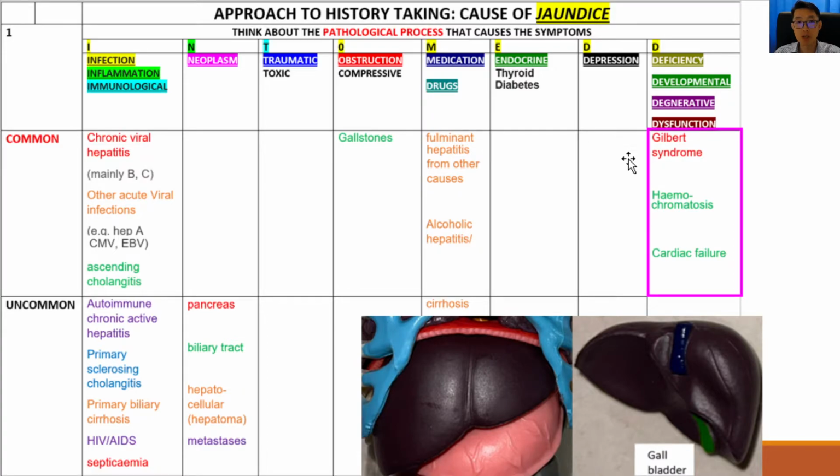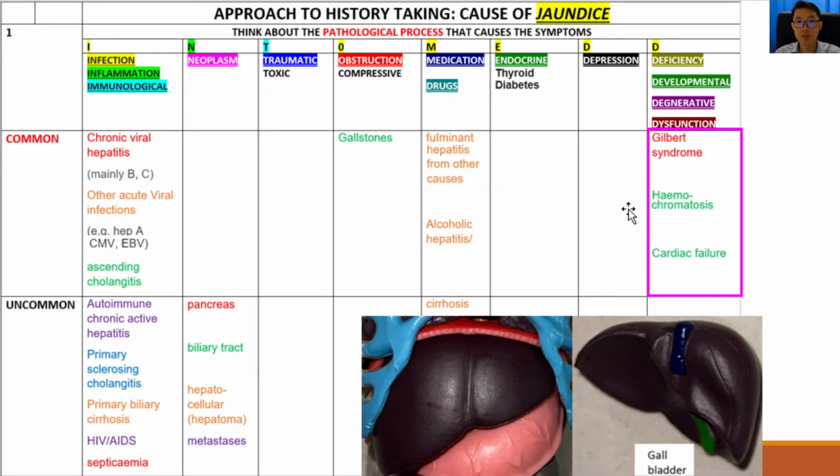Other common conditions include Gilbert's syndrome. In Gilbert's syndrome, there is a mild liver disorder in which the liver does not properly process the bilirubin, leading to yellowing of the eye. People generally present with very mild yellowing of the eyes and have no other symptoms.